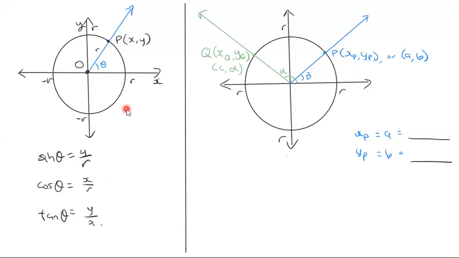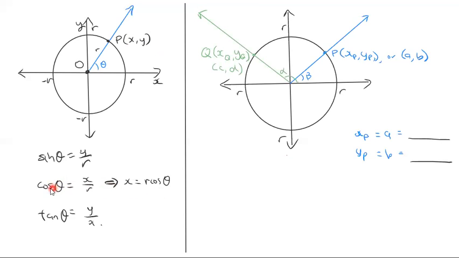How about this? For any theta, what's the x coordinate? If cosine theta is the x coordinate over r, then x is just r cos theta, for whatever that angle is.